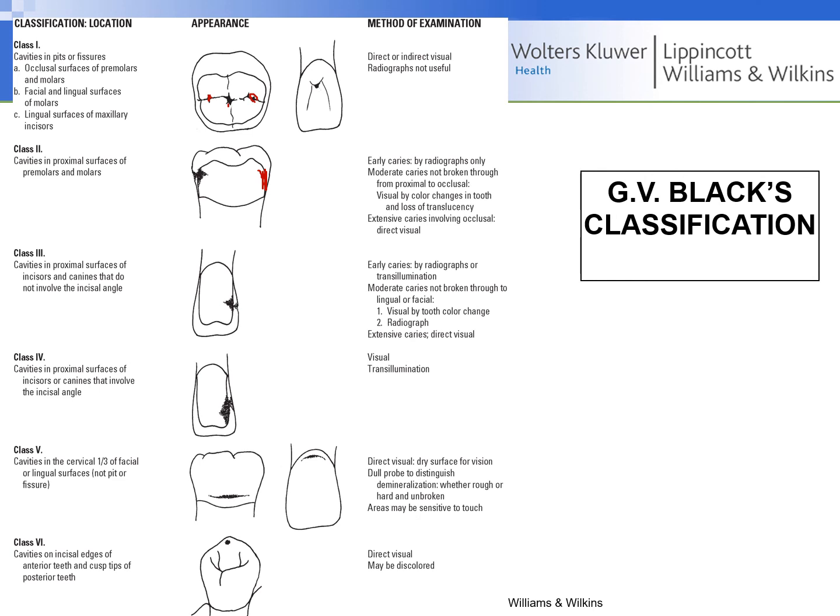So class 3 and 4 mainly have to do with the anteriors. A class 3 is when you have decay on the proximal surface, and it does not involve this angle right here, these angles. It's just here or here on the proximal surfaces. A class 4 is when you have decay, and it does involve this angle.